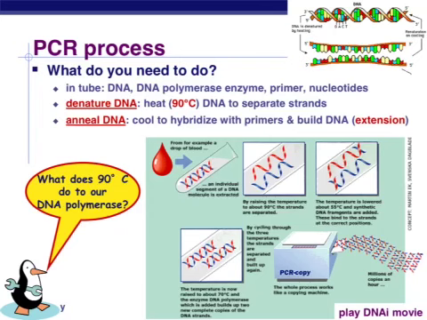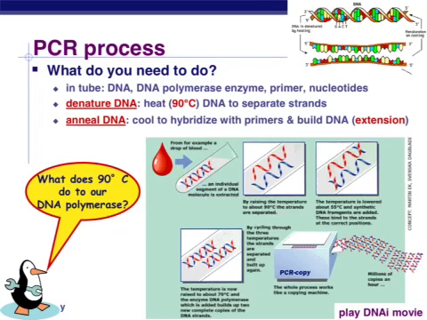And that means that you're going to have to heat it up to about 90 degrees Celsius to separate the strands out. Then you're going to have to anneal the DNA, cool it down so that it can hybridize, it can bond with the primers, and DNA can be built. So we're going to hybridize and extend all in one step.